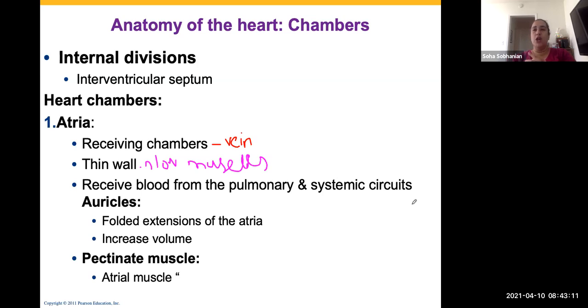Now, note that the muscles found on your heart atria are called pectinate muscle. So there are patterns of muscles that you can see inside the heart. These are called pectinate muscle. They're only found in the atria and mostly on the right atrium. And you'll see that in just a second. I'll show you a picture.